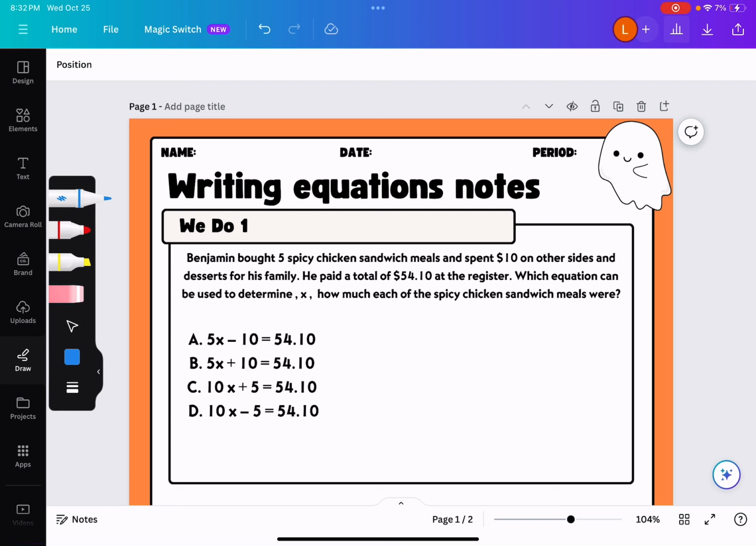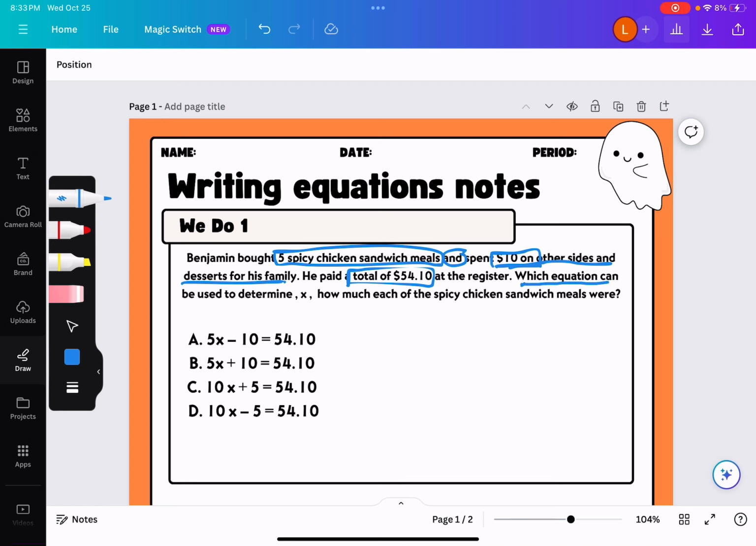So remember, when we analyze our problem, that means we text code, figure out what information we need and we don't need. Okay. So it says Benjamin bought 5 spicy chicken sandwich meals. We need to know that part. Then it says he spent $10 on other sides and desserts for his family. Okay, and we have our keyword and we need to know that he spent $10. Okay, he paid a total of $54.10, and total is important. That's why I boxed it in as well.